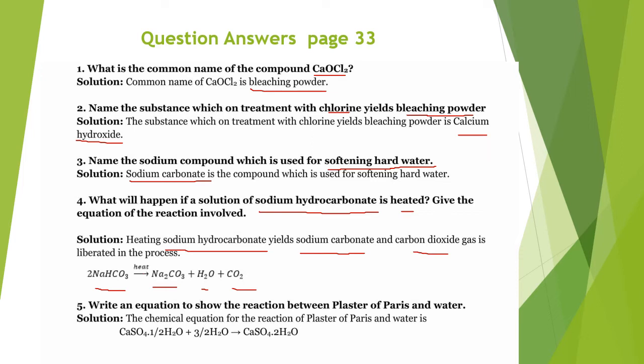Question number 5. Write the equation to show the reaction between plaster of Paris and water. Plaster of Paris has the chemical formula CaSO4 dot half H2O. When it is treated with water, it reabsorbs 1.5 molecules of water to form gypsum, that is CaSO4 dot 2H2O.